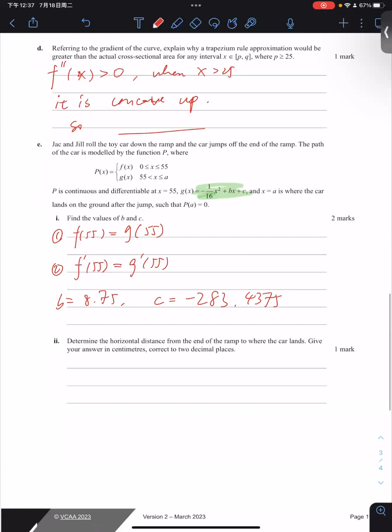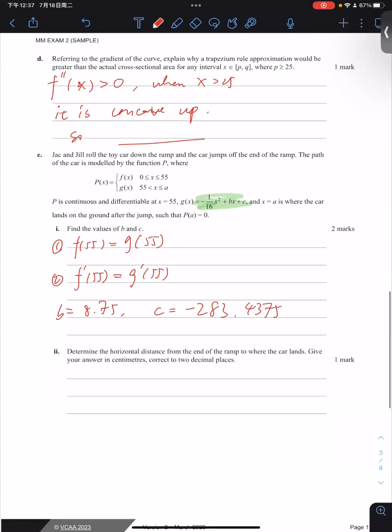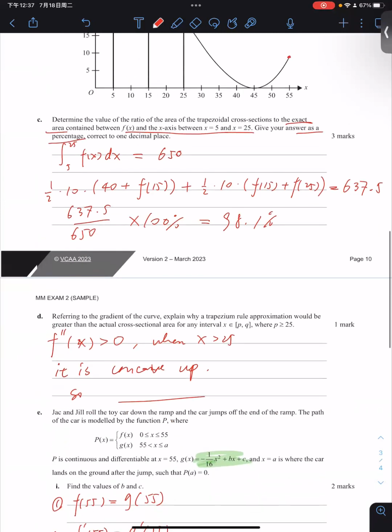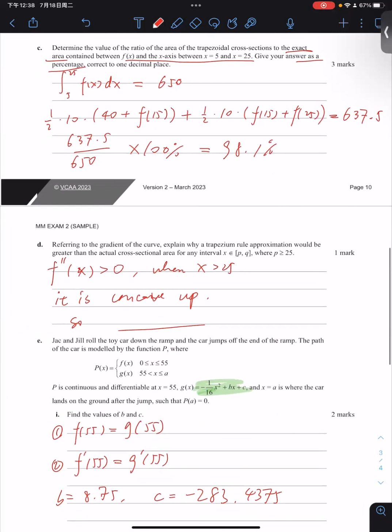Part (b): determine the horizontal distance from the end of the ramp to where the car lands. Give your answer in centimeters, correct to 2 decimal places. Now, the question is asking for the distance from the end of the ramp. Look, the end of the ramp is where x equals 55, not x equals 0. Some students may get confused: what is x equals 0? That is the start of the ramp. So the end of the ramp is x equals 55.